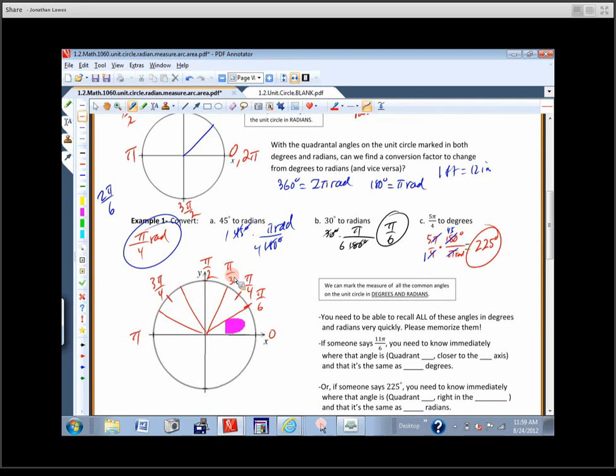So let's count. 1 pi 6, 2 pi 6, or that would be 1/3. 3 pi 6, 3 is half, so that's pi halves. What would this one right here be? 4 pi 6. Am I going to write 4 pi 6? Nope, I'm going to write 2 pi thirds. And this one right here, how many pi 6 would that be? 5 pi 6. Okay, any questions there?